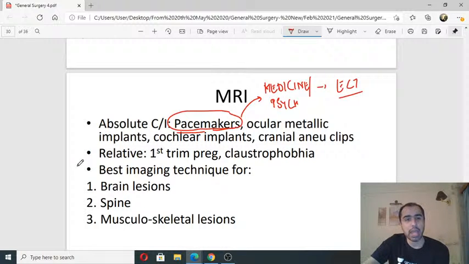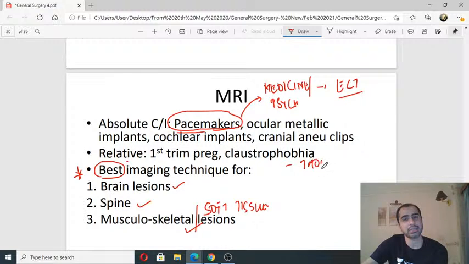Okay, so MRI is the best imaging. See, so many MCQs in one slide. Best imaging technique: brain lesions, spinal cord lesions, musculoskeletal lesions, musculoskeletal or soft tissue. MRI is not so good for thorax, for GI. I am not saying abdomen. I am saying GI, for thorax and for heart.